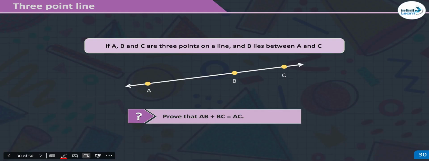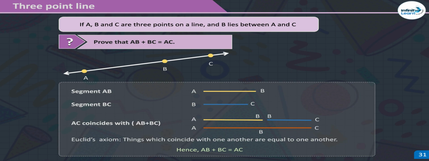Now, question number 1. A, B, C are 3 points on a line. B lies between A and C. Prove that AB plus BC equals AC. We have to prove AB plus BC equals AC. See how you will do it, everybody on the screen. There is a segment AB, a line AB, and a line BC.